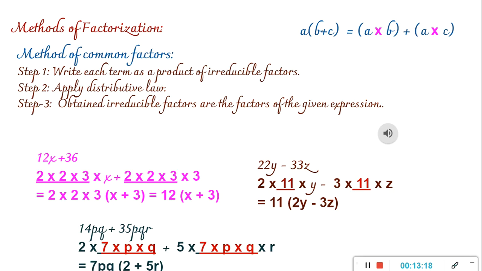Right? So what is common in both? 7pq is common in both of these two terms. Therefore, in step number 3, what do we do? We will apply the distributive law. It is 7 into p into q. So what is left inside? 2 plus 5r. So the factor form of this expression is 7pq into (2 plus 5r). So this way we can factorize an expression by the method of common factors. Clear?